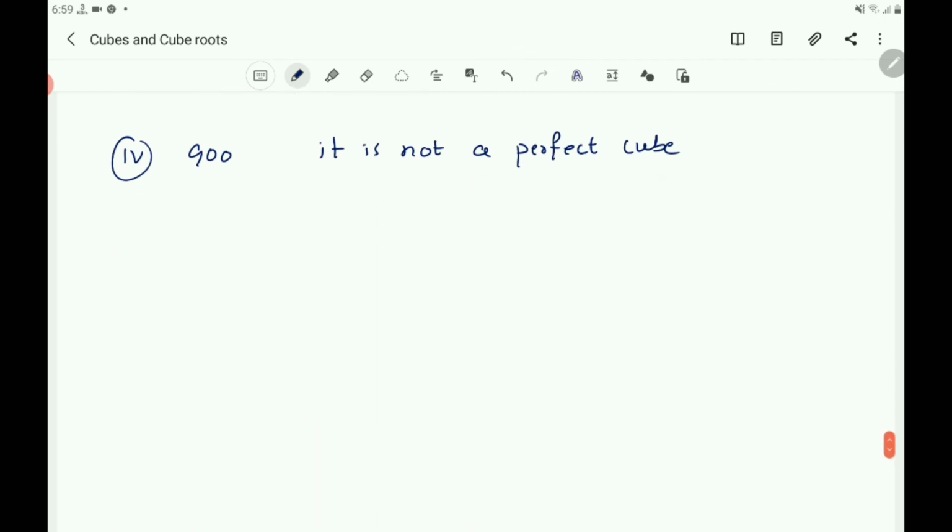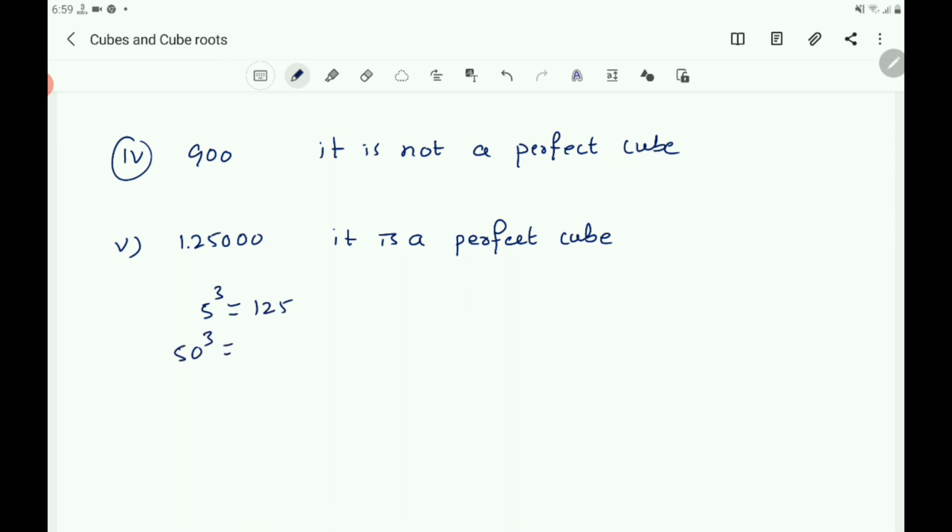Next, you take the fifth one, 1,25,000. You know that 125 is a cube and it is having three zeros, so it must be a perfect cube. So you know that 5 cube equals 125 and 50 cube equals 1,25,000. Here 5 cube is 125 and 0 is 1, so it must have three zeros.